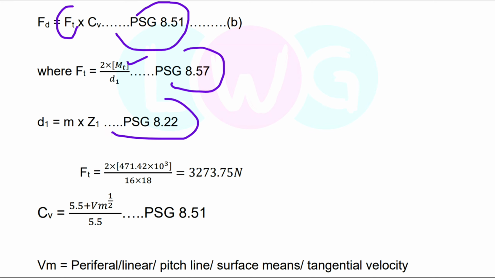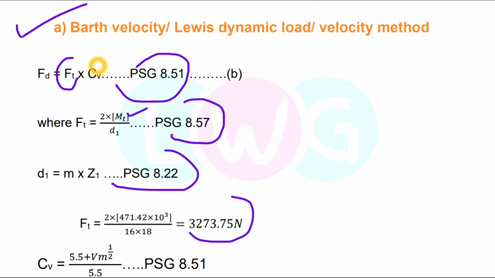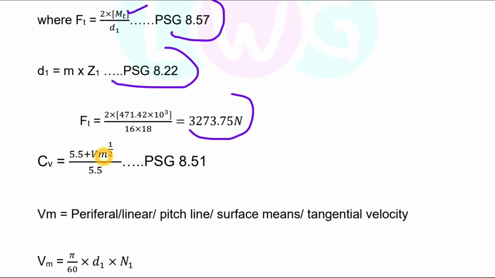Z1 will be 18. So after 2 into mt value and 16 into 18, we will get the value of Ft. Ft will be 3273.75. Next we will find Cv. There are 4 to 5 formulas for Cv.